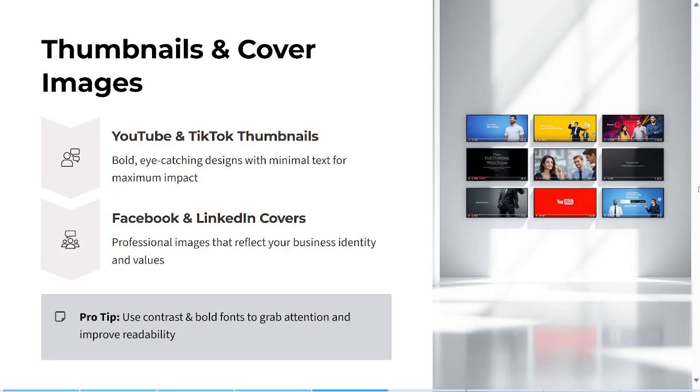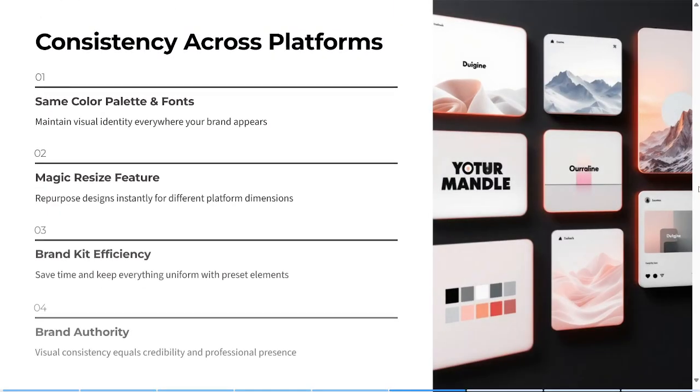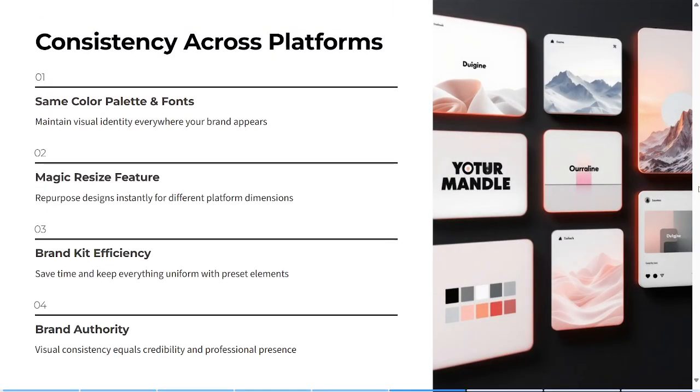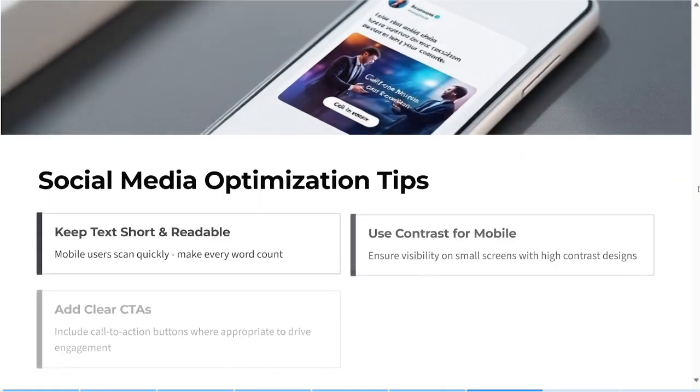So for YouTube and TikTok thumbnails, it's very, very important that you maintain consistency in colors and all. Facebook and LinkedIn covers as well. If you're using red, black and white, you maintain that. It will give you more credibility than when you're going left, right, and center. So consistency across platforms, like I used to say, you need to keep maintaining the same colors when you want to design all those things.